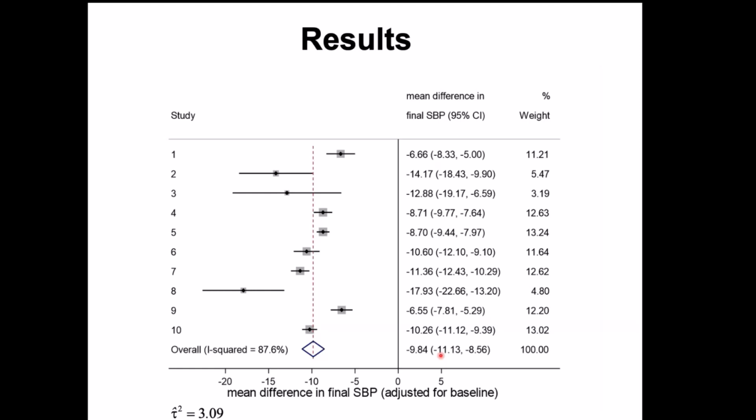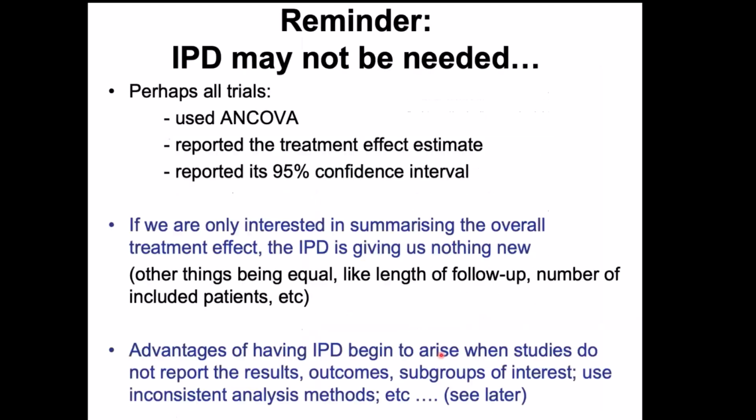So this is an IPD meta-analysis, but I've calculated all of these study results myself using the raw data, and I've adjusted for baseline. Most trials would not have done that. Now that for me is an important advantage here in this particular setting, because I've accounted for baseline blood pressure. But this may not have been needed.